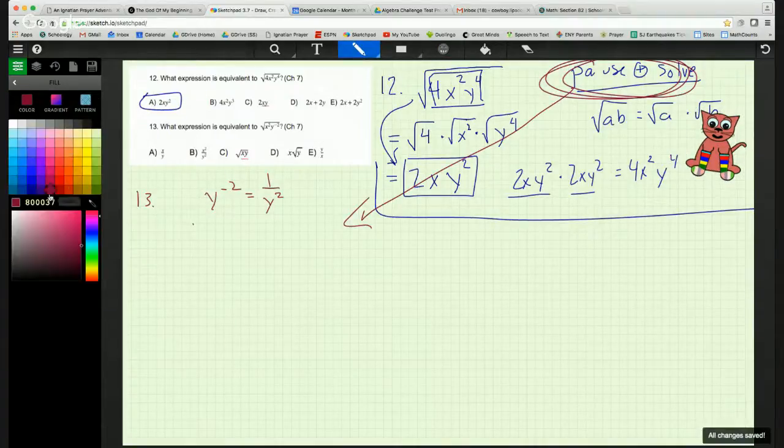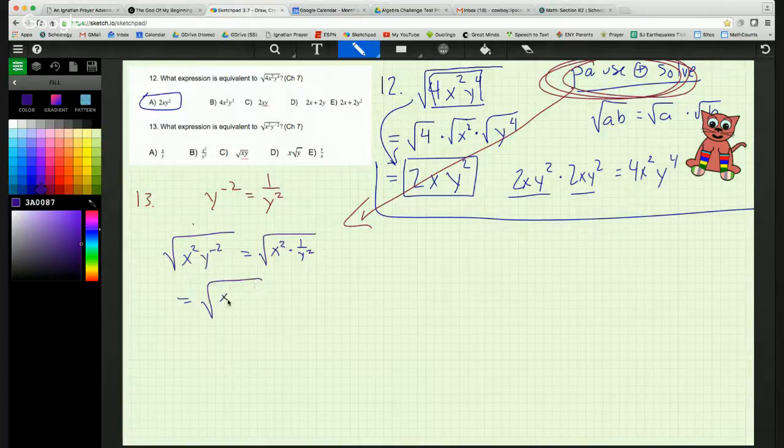All right, let's go. So we're trying to find the square root of x squared y to the negative 2. Well, knowing what we know right here, this is equal to the square root of x squared times 1 over y squared, which is equal to the square root of x squared over y squared. Well, there's another rule that the square root of x over y is equal to the square root of x over the square root of y. Similar to this rule here.